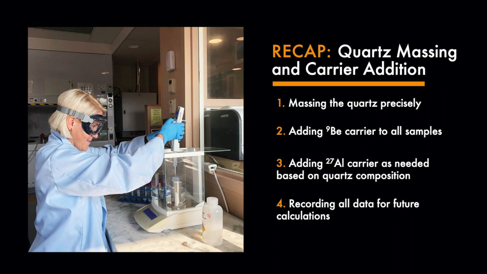We do this in a way where we have everything measured precisely, we've reduced the static, and we've recorded these data, because without them, we can't measure how much beryllium 10 or aluminum 26 is in an aliquot of quartz. From here, we're going to move on to adding acid and dissolving this quartz, and then through the chemical process to purify it.